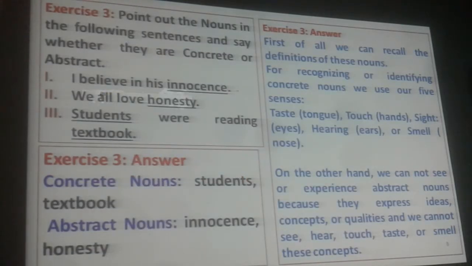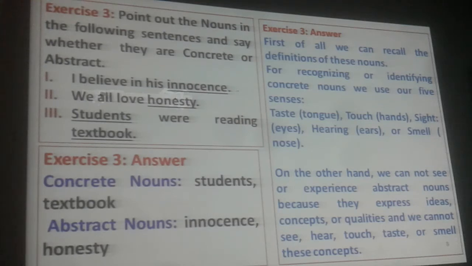Then third exercise: point out the nouns in the following sentences and say whether they are concrete or abstract. So examples are, I believe in his innocence. So in this sentence, the word innocence is important. We will decide about it. Next sentence is, we all love honesty. In this sentence, honesty is the important word. Next, students were reading textbook. In this, students and textbook, these are two nouns. We will decide about them.